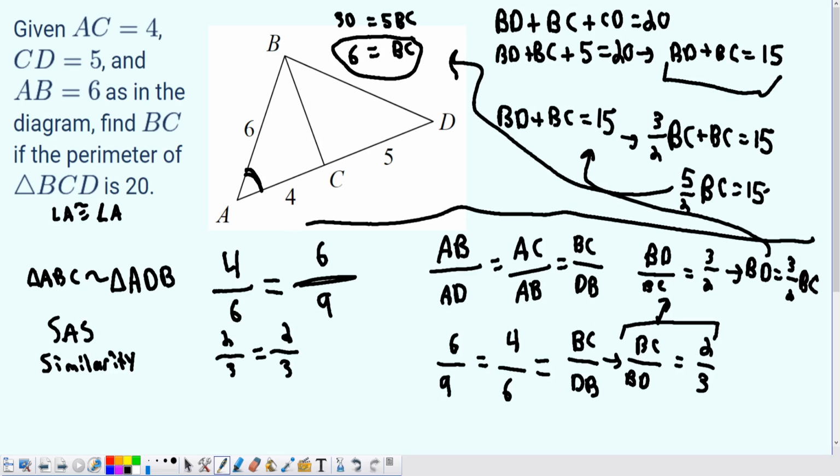So now we have a great example of how to utilize side-angle-side similarity.